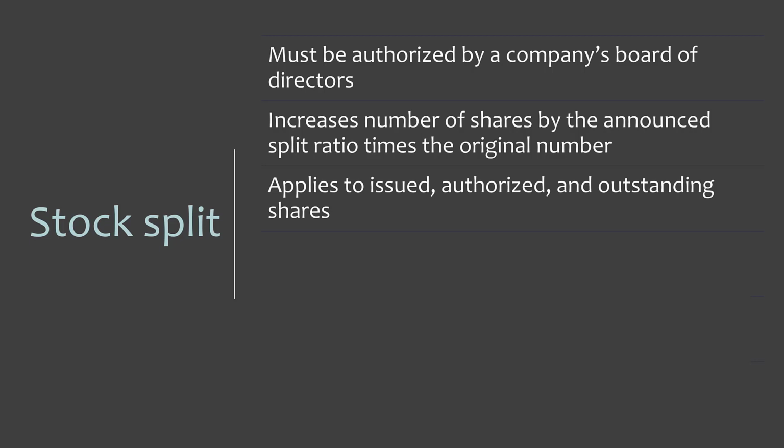A stock split will apply to the number of issued, authorized, and outstanding shares. The per share price decreases, because the original share price is divided by the stock split ratio.